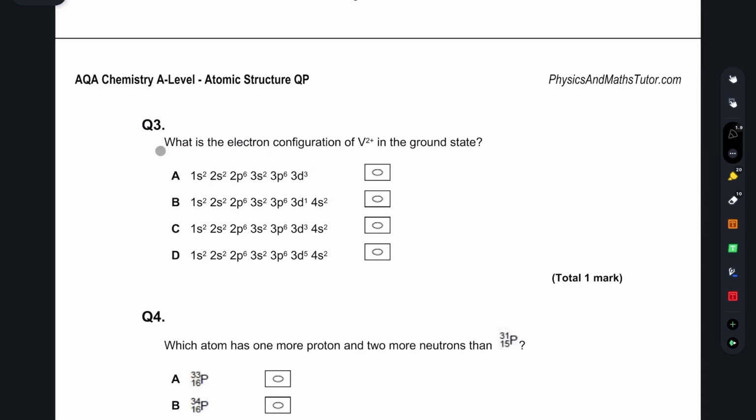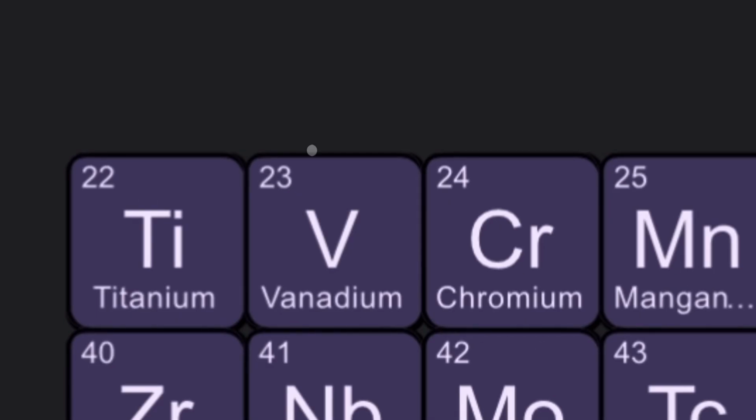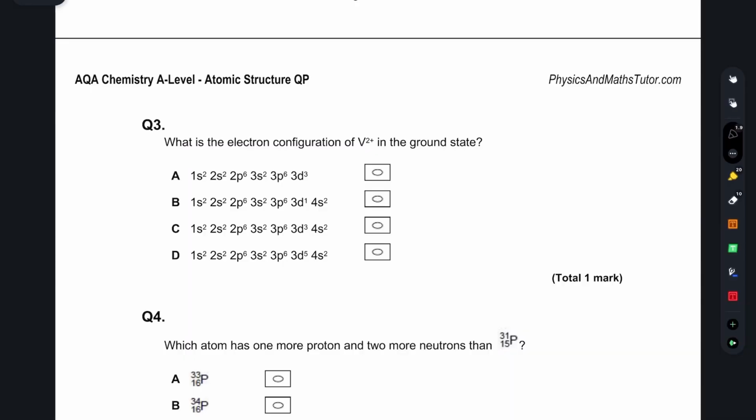So here's a multiple choice question. The question says, what is the electron configuration of vanadium 2+ in the ground state? The first thing we need to do is determine the number of electrons in a vanadium atom. And the answer to that is 23. So I think the best thing to do is to write the electron configuration first without the 2 electrons lost. So it would look like this: 1s2, 2s2, 2p6, 3s2, 3p6, 4s2, and then 3d3.